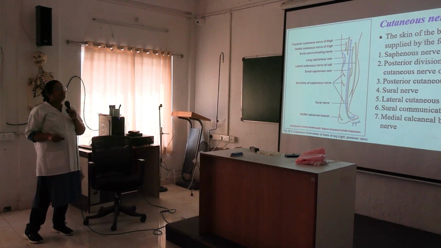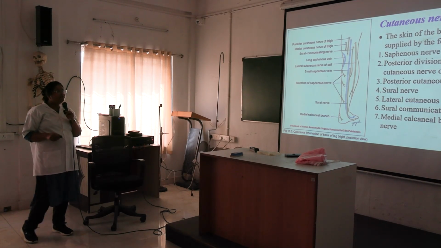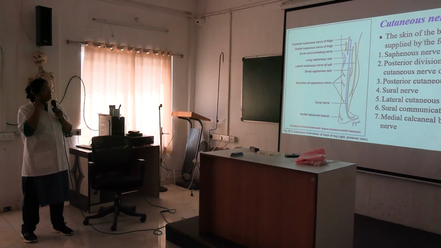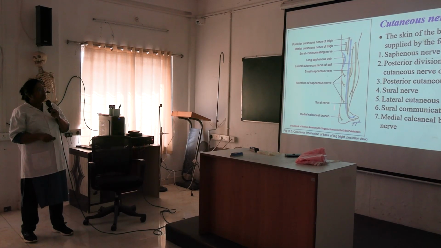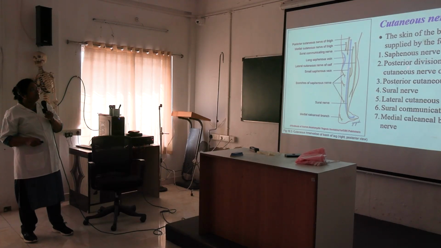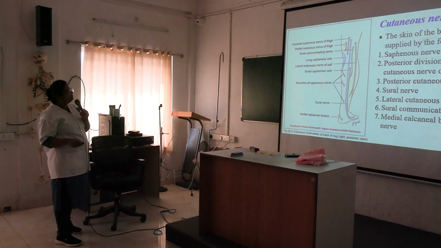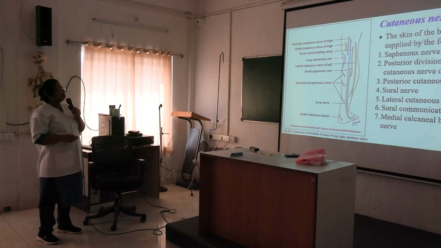Next are the cutaneous nerves. The skin of the back of leg is supplied by the following nerves. First is saphenous nerve. This area is supplied by branches of the saphenous nerve. Next is posterior division of medial cutaneous nerve of thigh. Here, this part by medial cutaneous nerve of thigh.